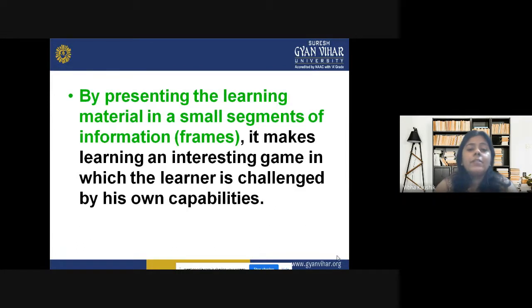Now, by presenting the learner materials in small segments of information, the subject matter will be shared by the organizer in small frames. It makes learning an interesting game in which the learner is challenged by his own capabilities. When the information is shared by the programmer in small frames, it makes the learning interesting for the learners, and the learner is challenged by his own capabilities.